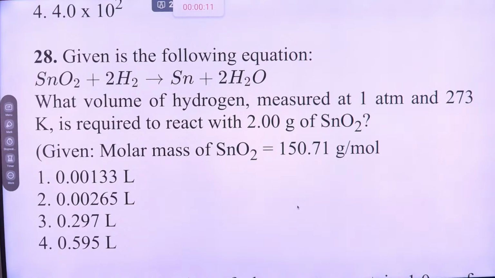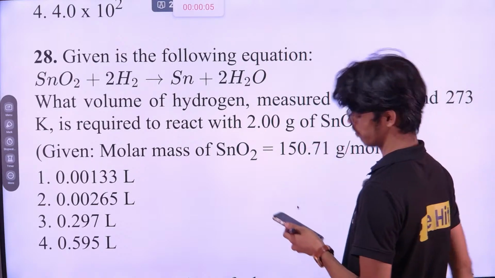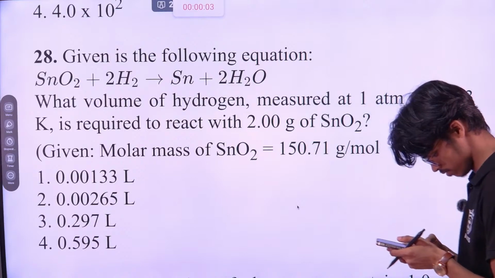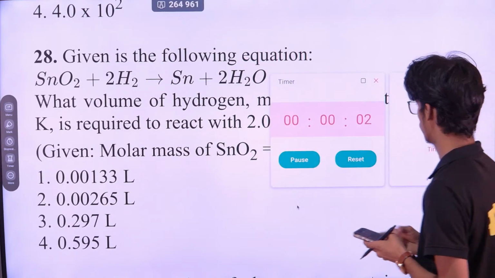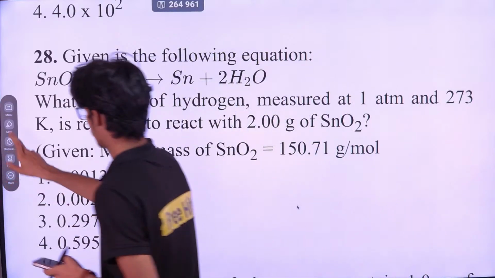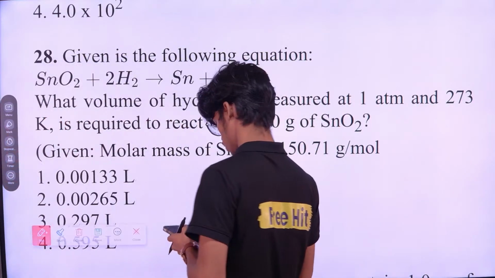So, what volume of hydrogen, measured at this, is required to react with 2 gram of SnO2? Okay, simple. 5, 4, 3, 2, 1. Okay, Priya, your answer is right. Now let's do this question.